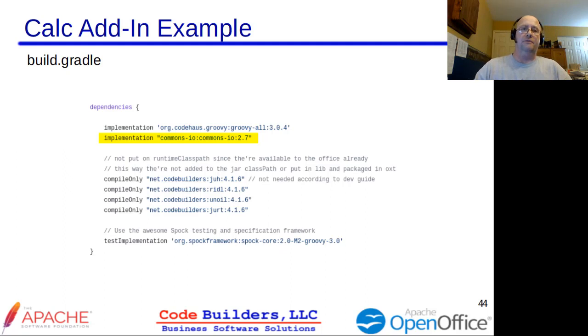So I'll just step through the steps needed to do this. In the build.gradle file, we would add the Commons IO library to the dependency block.